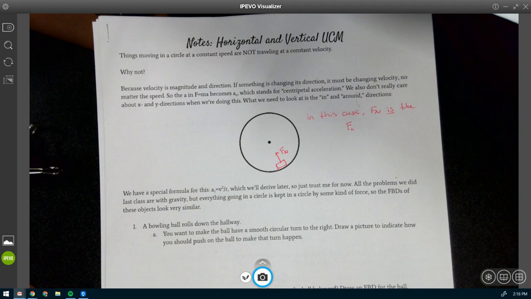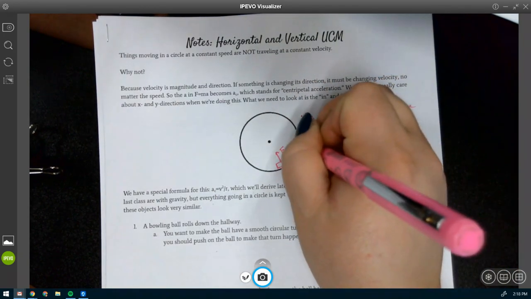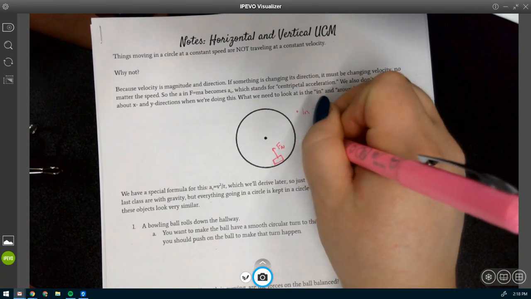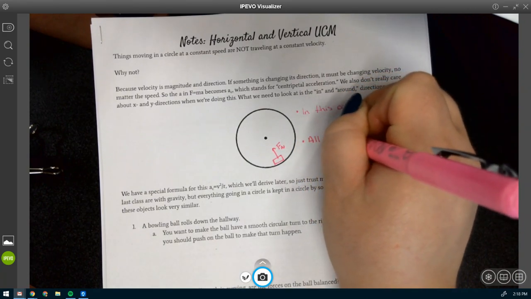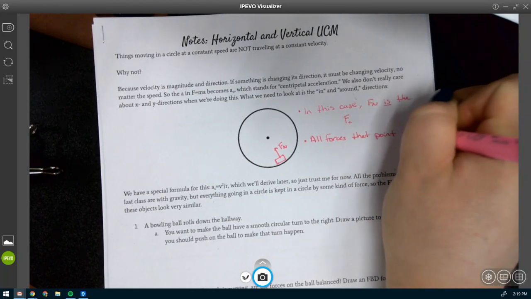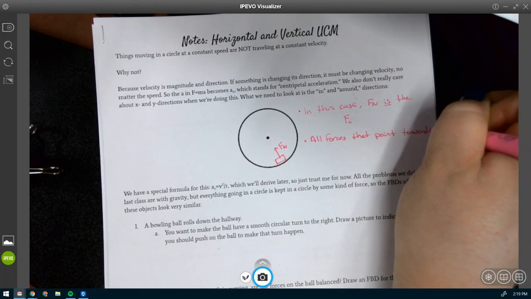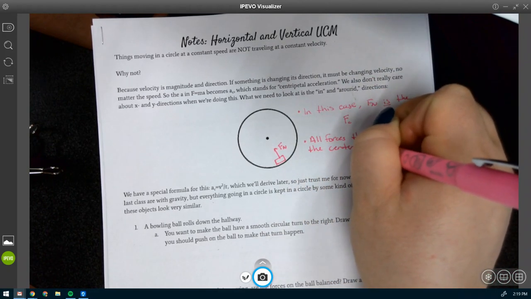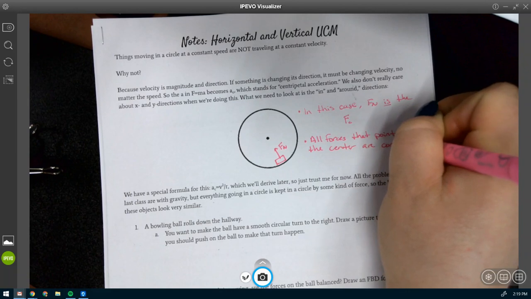And so what we're going to do is, instead of defining left and right and up and down as positive and negative, anything that's pointing into the circle or towards the center is going to be positive. So all forces that point towards the center are considered positive.